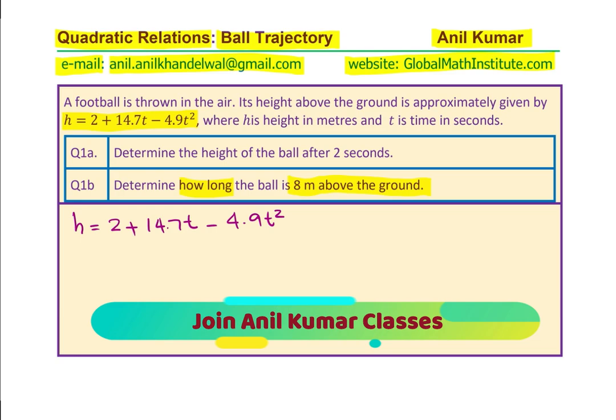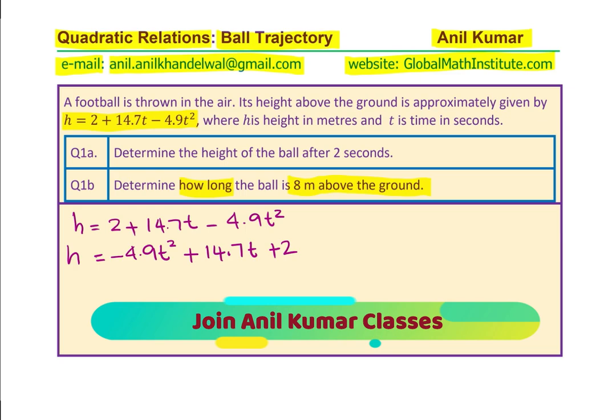So as you know, generally, any polynomial equation should be written with the highest degree first. So we should rearrange this equation. That should be our first step. So we should write this as minus 4.9 t squared plus 14.7 t plus 2, right? So this is in the form ax squared plus bx plus c, which is the standard form.